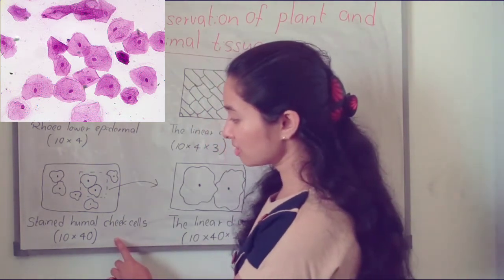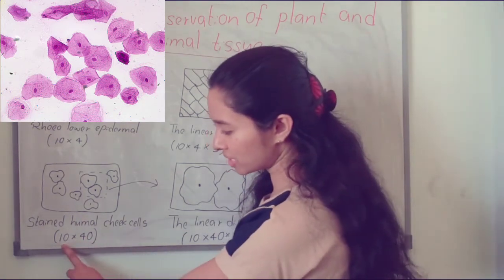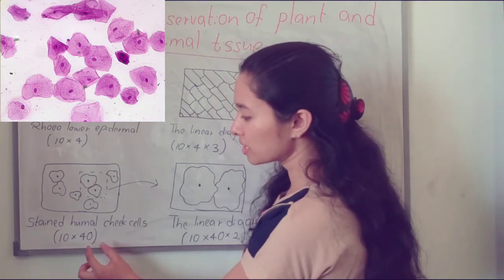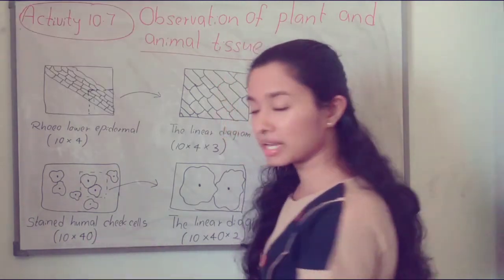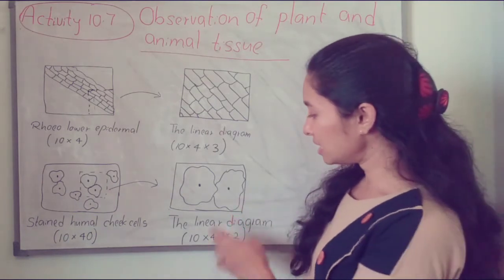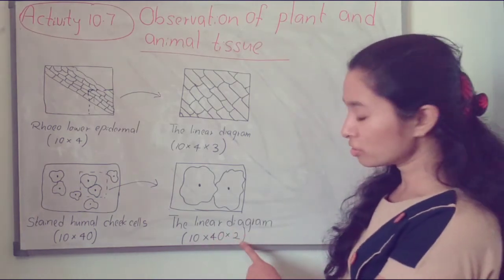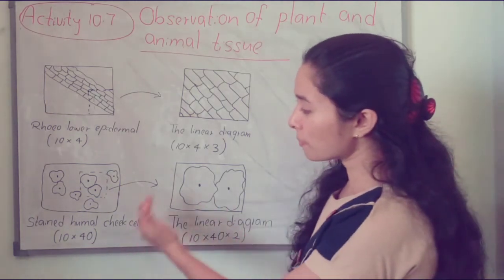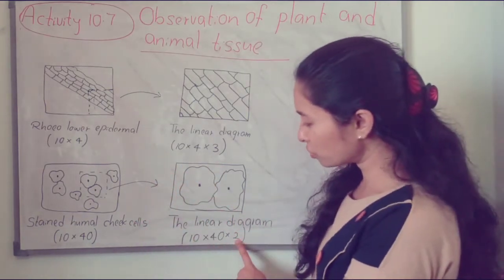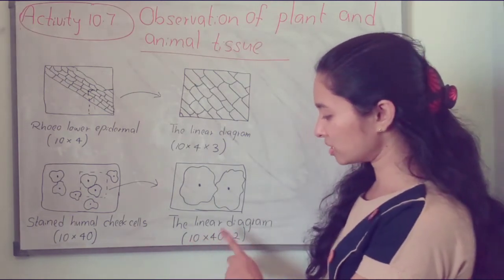Here we have used the high magnification power. This is the magnification power of the eyepiece and this is the magnification power of the objective lens. So here we have used the highest magnification power, 40. Then we are drawing the linear diagram. In the linear diagram, the magnification is 10 into 40 into 2. So we have magnified the visual image 2 times, so we have put 2 here. So the magnification of the linear diagram is 10 into 40 into 2.